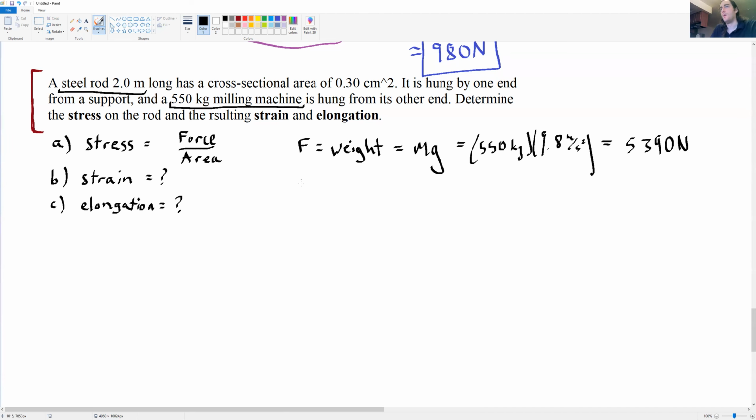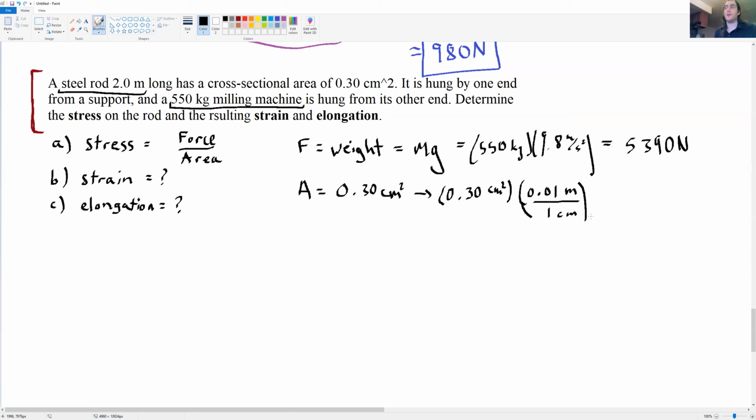The area here is given to us as 0.30 centimeters squared. We need to convert that to meters squared though. So that's going to be 0.30 centimeters squared times 0.01 meters per 1 centimeter. Let's actually write it like this. We're used to seeing it kind of like this. So that's our conversion factor. But notice, excuse me, I wrote that backwards. It should be 0.01 meters per 1 centimeter.